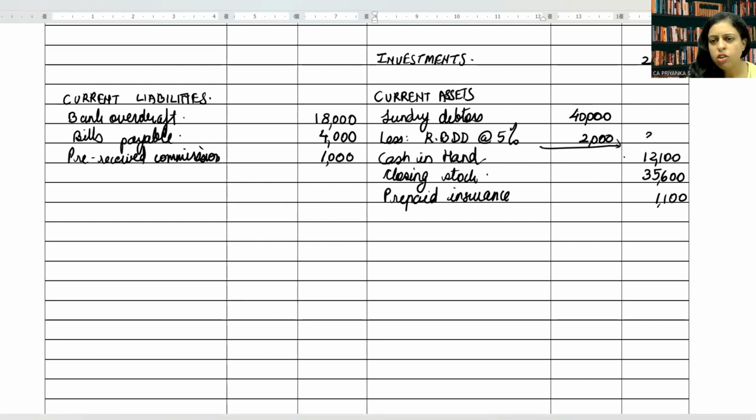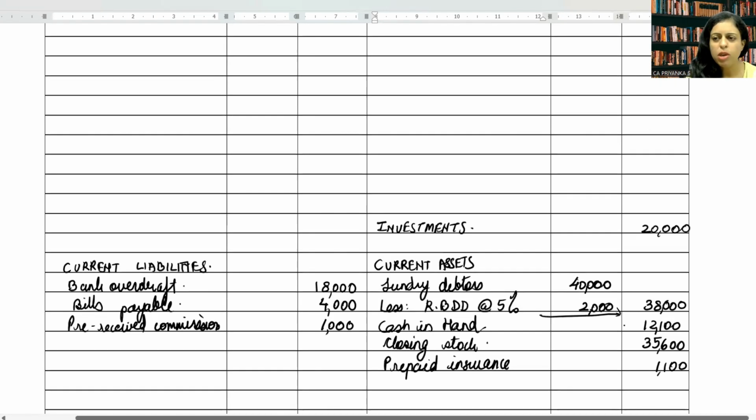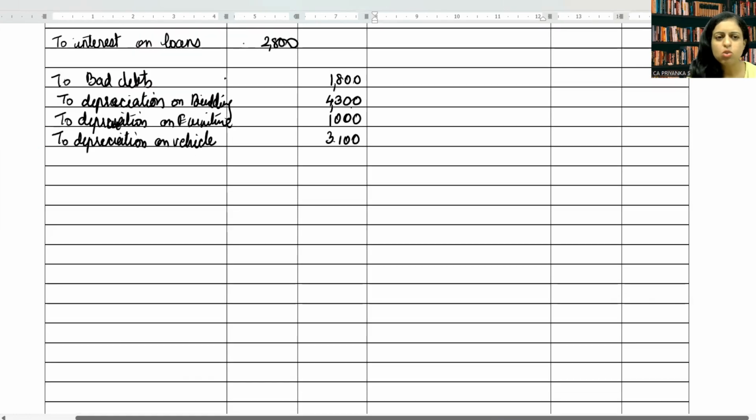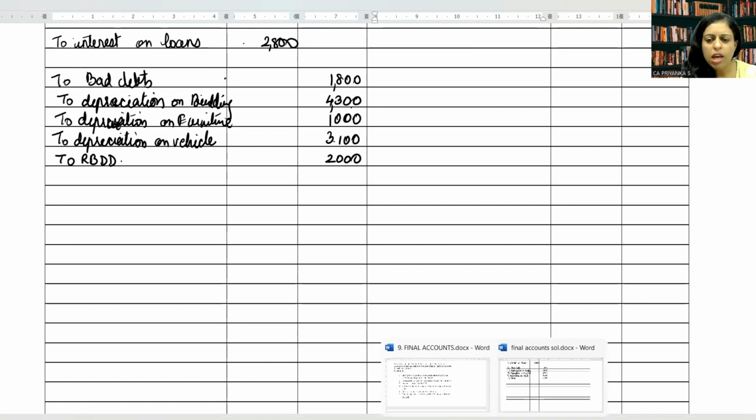So here I'm going to take 2,000 rupees as reserve for bad and doubtful debts. Take 38,000 to the outer column. And what about this 2,000? 2,000 is taken away from the profit of that year because this could be bad debts. So it is as good as a provision for loss. So I'm writing here RBDD 2,000. All right. So we have provided for the reserve of RBDD 2,000.